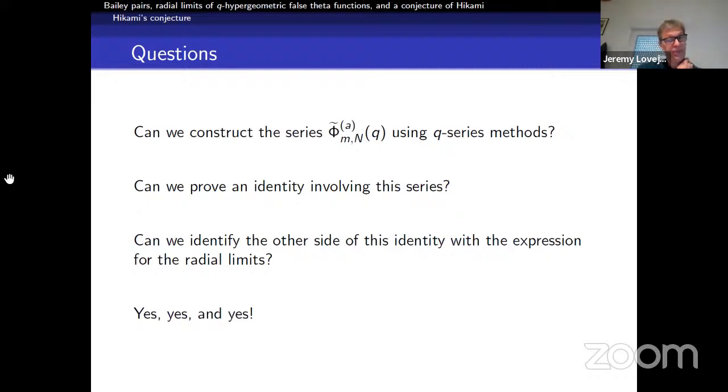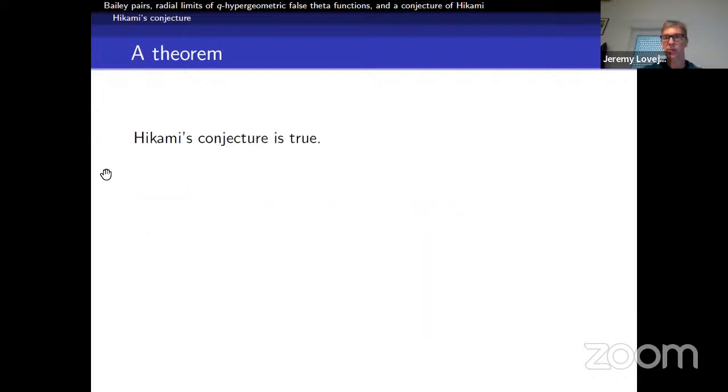This all works. And basically, the most obvious thing you try works, which is to construct this series using Bailey pairs. So let me talk about that. And when you construct this series using Bailey pairs, you naturally get an identity. And the identity that you naturally get just gives you the answer you want. So let me show you how that works.